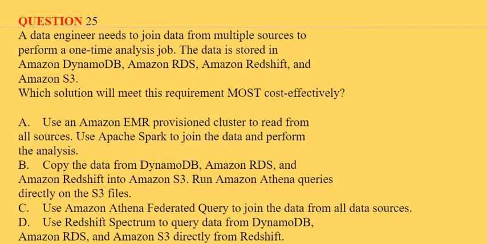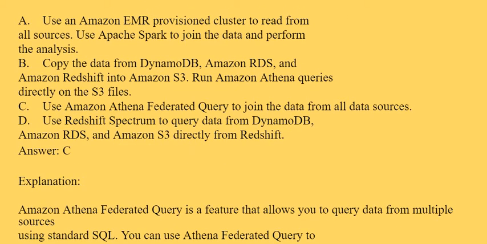Option C. Use Amazon Athena federated query to join the data from all data sources. Option D. Use Redshift Spectrum to query data from DynamoDB, Amazon RDS, and Amazon S3 directly from Redshift. Correct answer is option C.